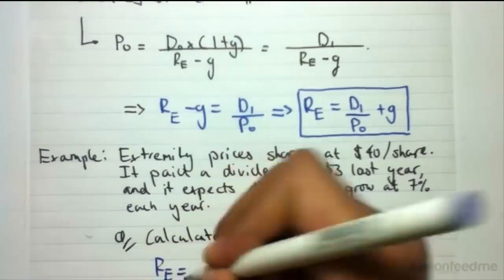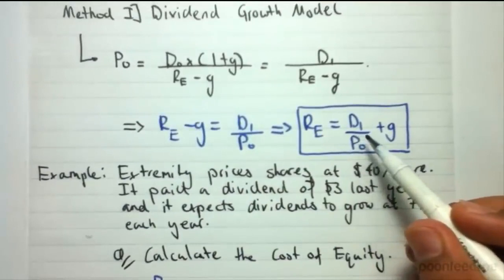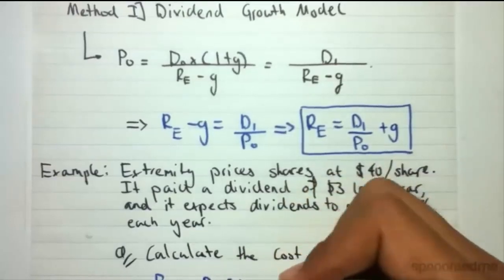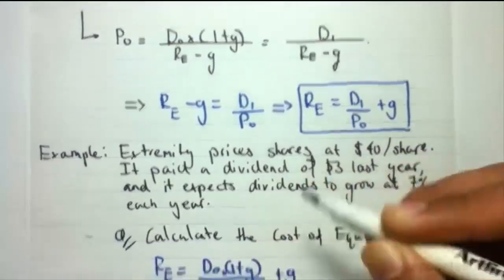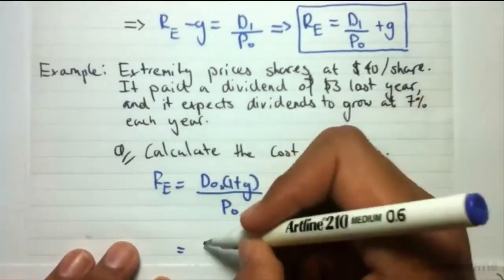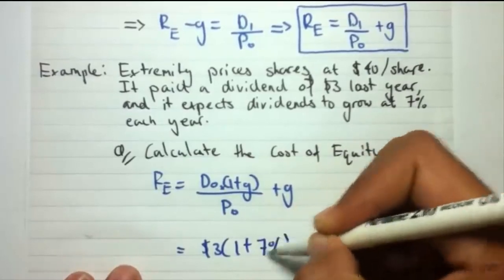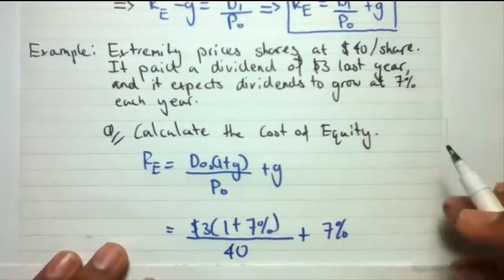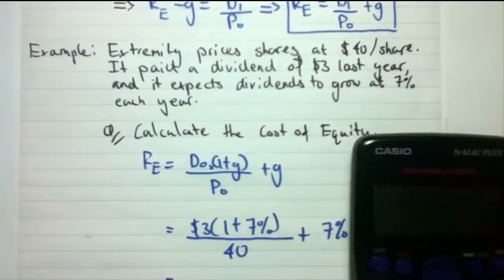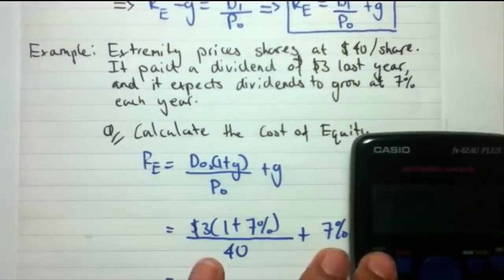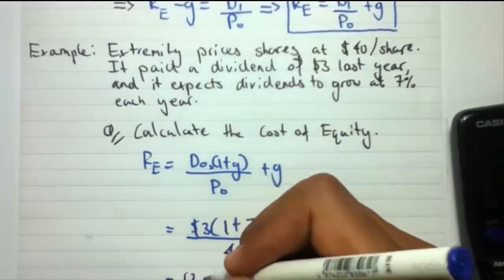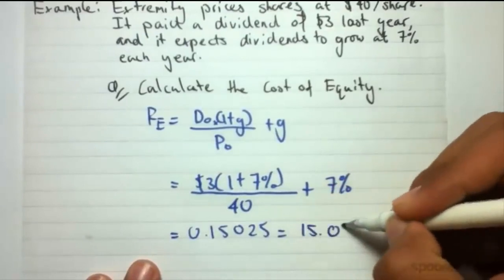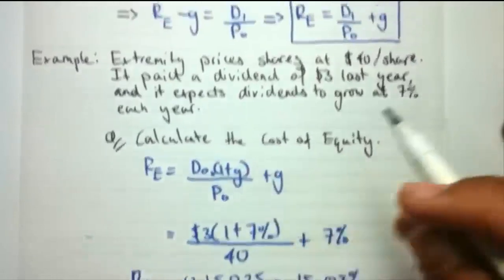So RE is going to be equal to D1. Well, what's D1? I don't exactly have D1 explicitly, but I can find it because we know that D1 is the numerator of this. And I know what D0 is. That's going to be 3 times (1 plus the growth rate, which is 7%), all over the price of the share, which was set to be $40. And I want to add to this the growth rate. Plugging these values into our calculator, I get 0.15025, which can be said to be 15.03%.